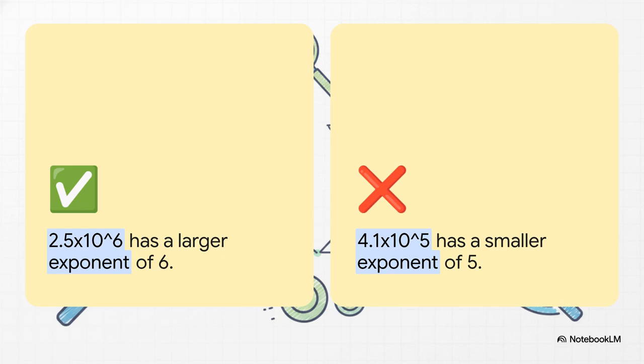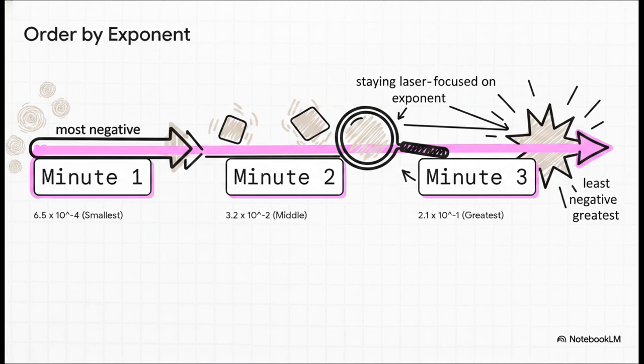Because 6 is greater than 5, that first number instantly wins. 2.5 times 10 to the 6th is greater. It does not matter one single bit that the decimal 4.1 is larger than 2.5. The exponent 6 means we're multiplying by 10 6 times. The magnitude is undeniably larger. Boom. Right judgment applied.